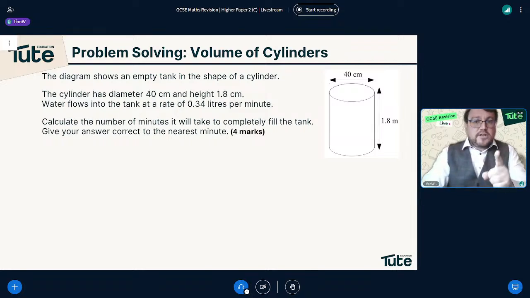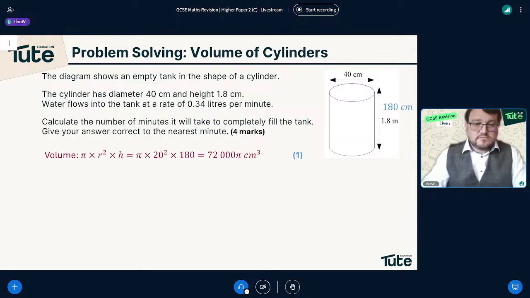Now, a tip that I can give you here. Cylinder, diameter 40 and height of 1.8. For me, it implies that you're trying to find the volume first. Okay? So, write the formula, input the information into the formula, and leave your answer in terms of pi. Why? Oh, why would I do that?